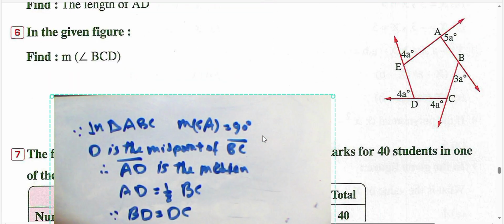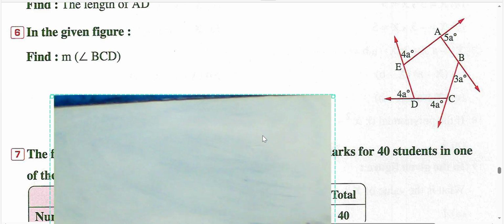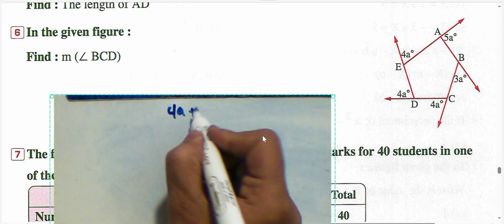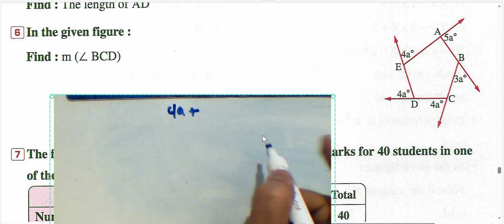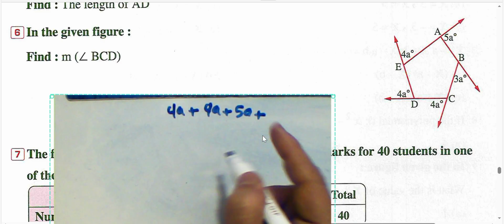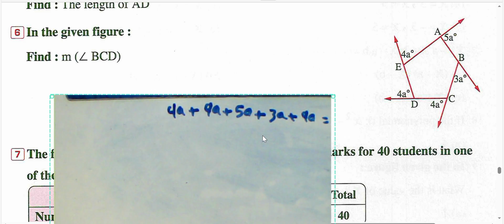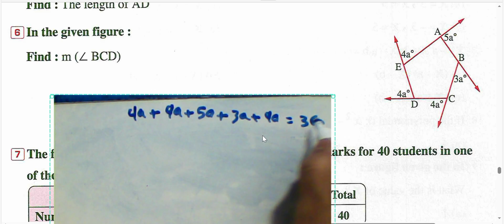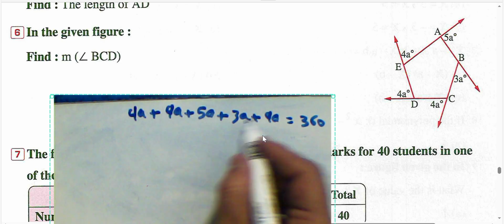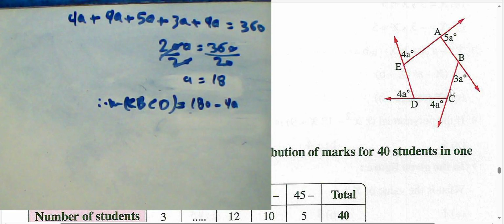We can solve this example to find the measure of angle BCD. We know the sum of the exterior angles of any polygon equals 360. Then you can solve this example by the relation. We have 4A plus 4A also, plus 5A, 3A, and 4A. The sum of them equals 360. 4 plus 4 is 8, 8 plus 5 is 13, 13 plus 3 equals 16, 16 plus 4 equals 20. 20A equals 360. We divide it by 20 to get A equals 18.